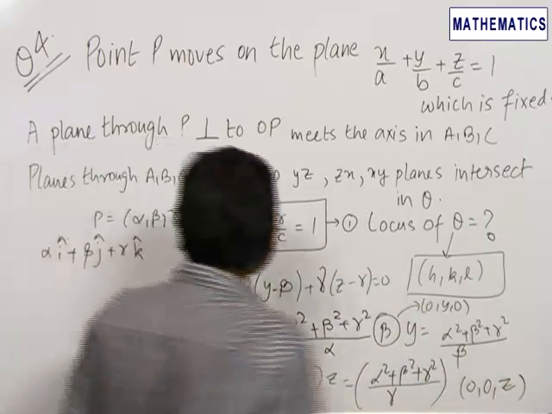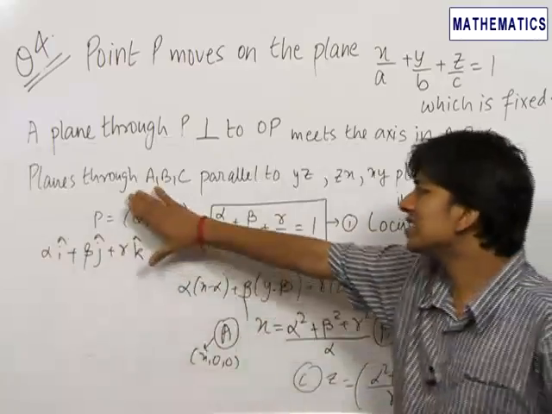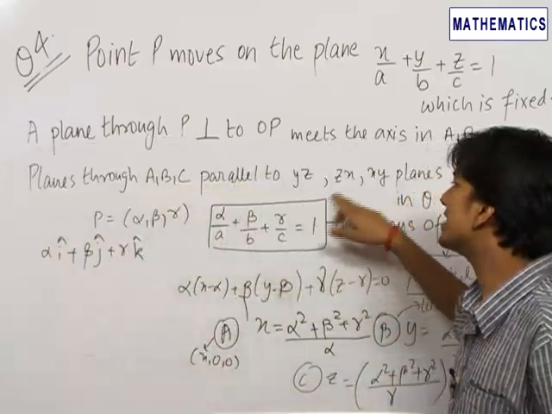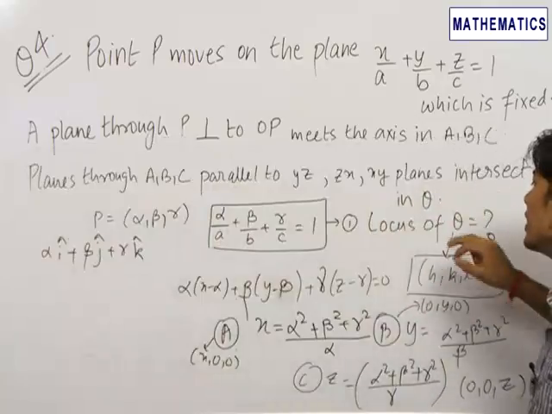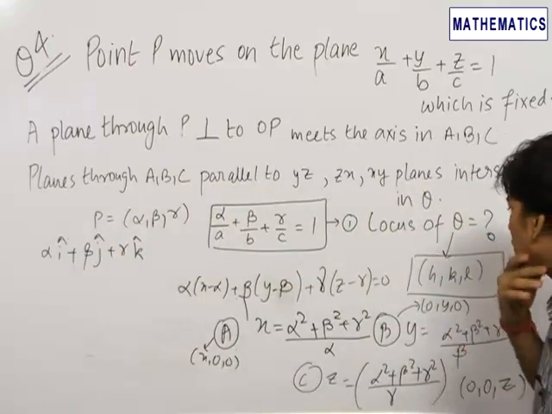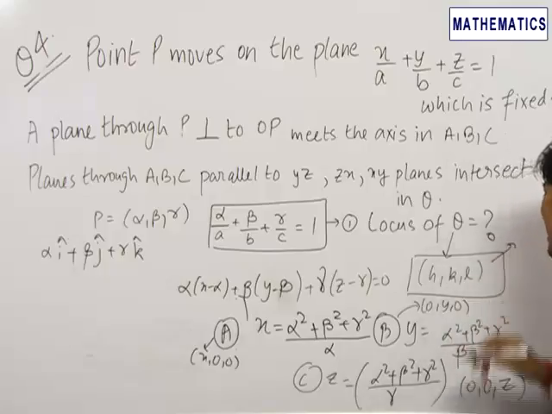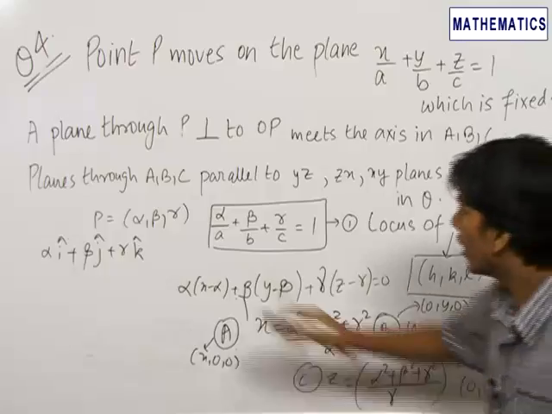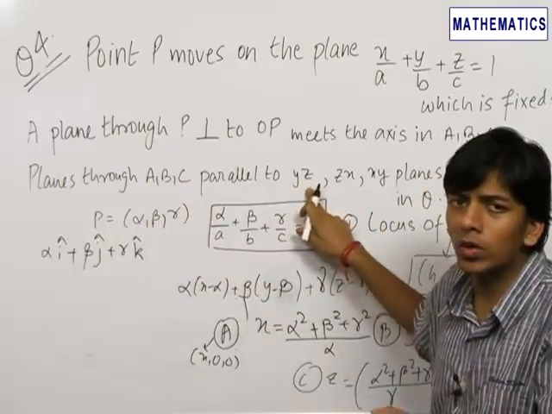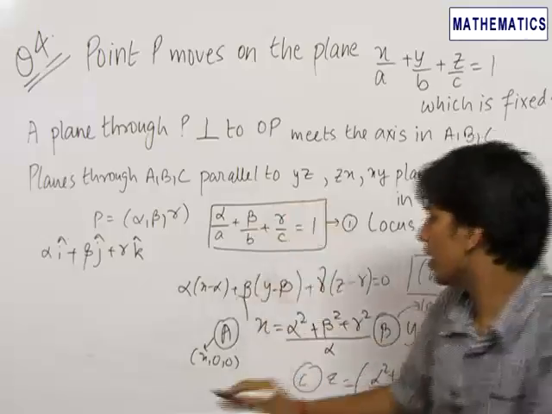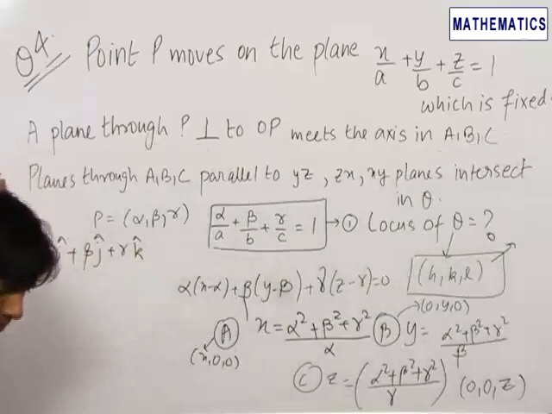Now it is given that planes through A, B, C which are parallel to YZ, ZX and XY planes respectively intersect in Q. We need to find out the locus of Q. So we need to find out a relation between h, k and l. So the plane through A which is parallel to YZ plane will be x is equal to something. Let us draw the diagram and clearly understand this.